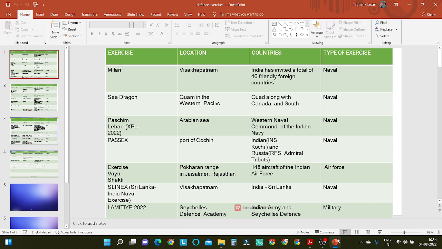Starting with the exercise name Milan. It is a naval type of exercise taking place in Visakhapatnam. In this exercise, India has invited a total of 46 friendly foreign countries. It is not necessary to remember all the countries taking part in this exercise because there are 46 countries. It is highly impossible to remember all the factual data. Generally the aspirants make a mistake of remembering the factual data, but it is not at all necessary to remember all the data. The only thing to remember is it is a naval type of exercise taking place in the Visakhapatnam location, and the exercise is named Milan.